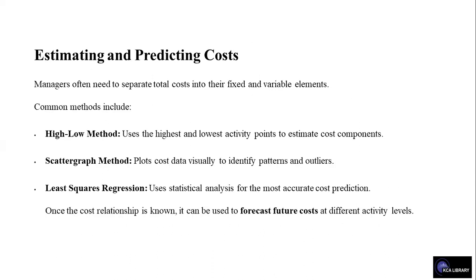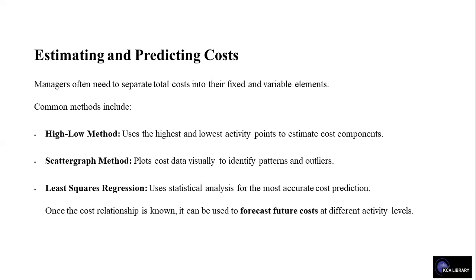We move to the third aspect of the module, the content, which talks about estimating and predicting cost. Managers often need to separate total costs into their fixed and variable components, and common methods used in doing this are the high-low method, the scatter graph method, and the least square regression. The high-low method uses the highest and lowest activity points to estimate cost components.